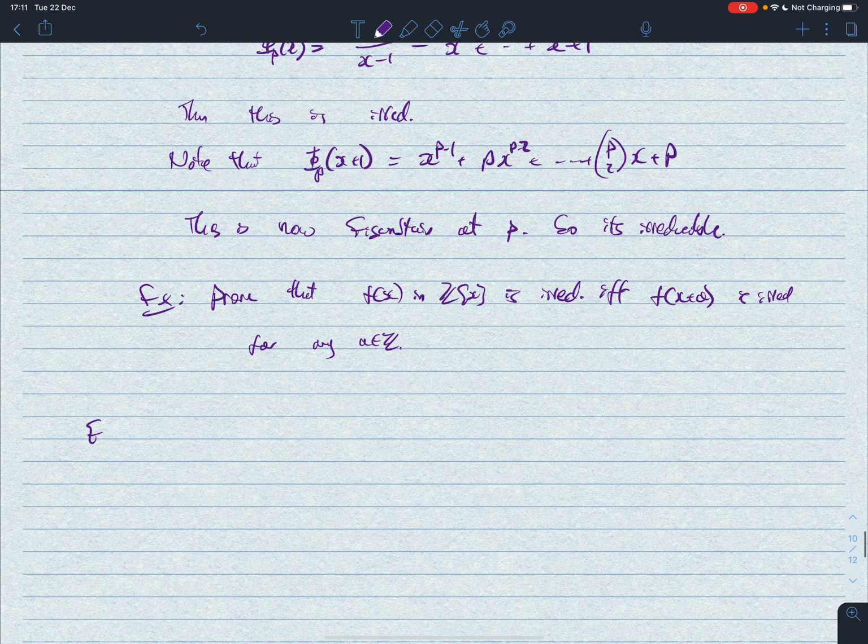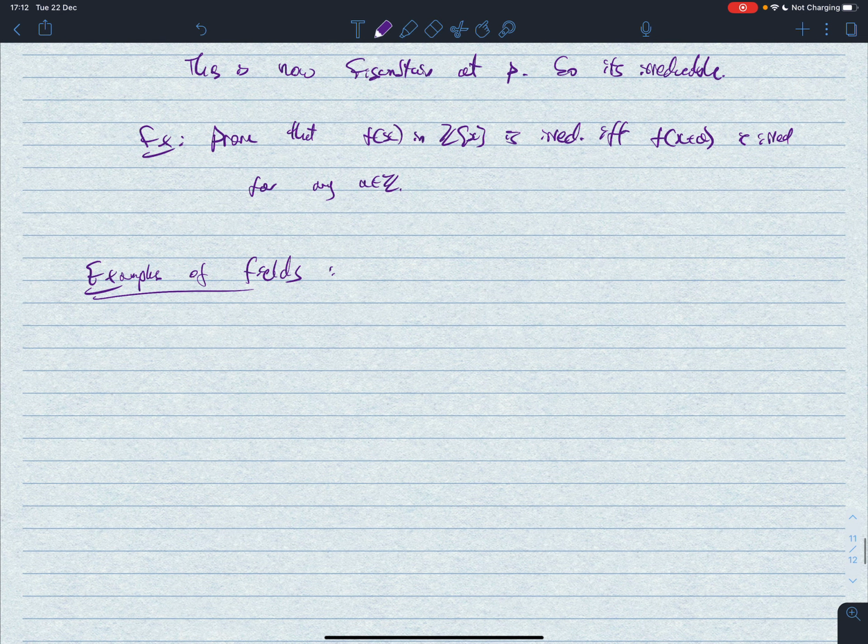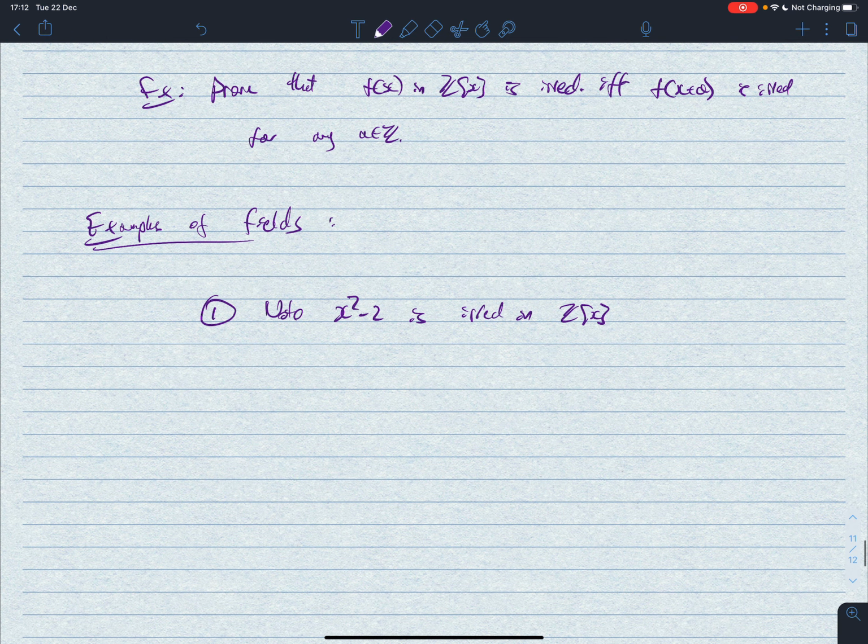Now, I mentioned before that we're going to use these irreducible polynomials to construct some fields. So here are some examples of fields. Note that x squared minus 2 is irreducible in Q[x]. You can use Eisenstein at 2 if you want, but this is pretty obvious to see. So by our results, Q[x] modulo x squared minus 2, the ideal generated by this, is a field.